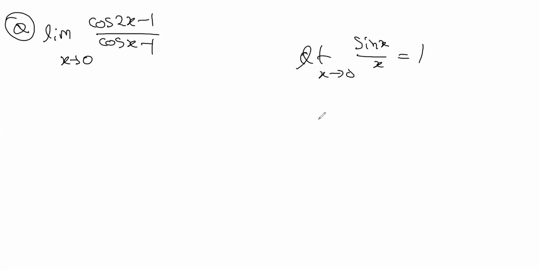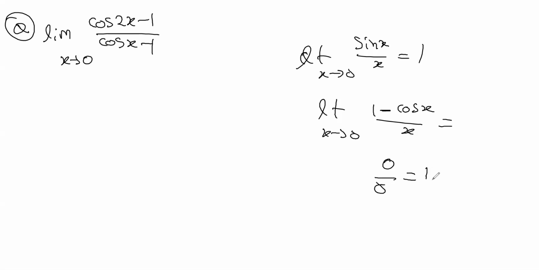Now limit x tends to 0. If you take 1 plus cos x by x, substitute x as 0. You get 1 plus 1 by 0, it is not a 0 by 0 form. You will get 0 by 0 only in the other case. Whenever you get 0 by 0, then only it gets to 1 or equal to 0. So here it is 1 minus cos x by x.